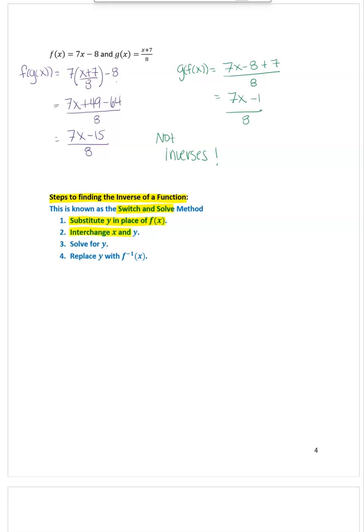Then we interchange, or I like to say, switch. Okay, that's where the switch and solve comes from. Then we solve for y. And after we solve for y and get our final answer, then instead of having y equals, we're going to switch back to f inverse of x because we are finding the inverses, so I need you to tell me that's what it is, okay?